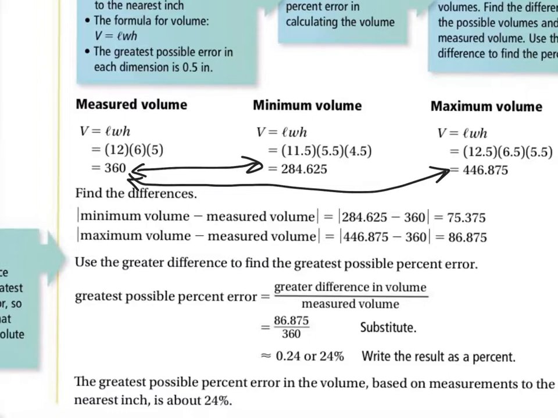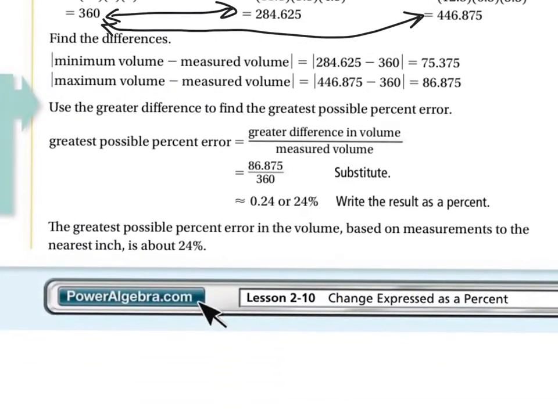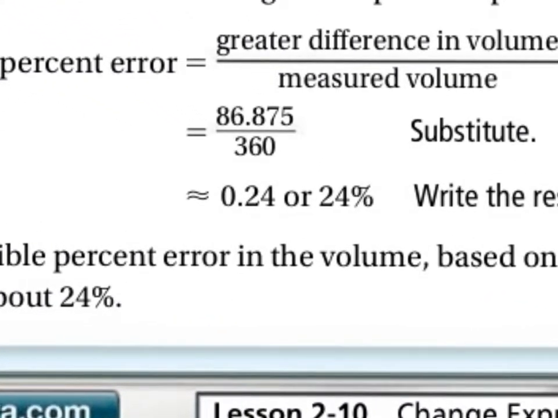So percent error, the difference between those we already did is 86.875, and we're going to divide by what we measured it as. We measured it as 360, and if you divide that out, it comes out to about 24% to the nearest percent. So greatest we could have been off on calculating the volume would be 24%.